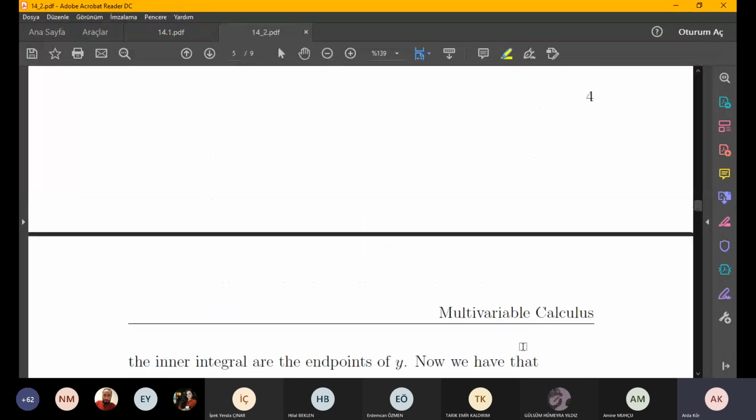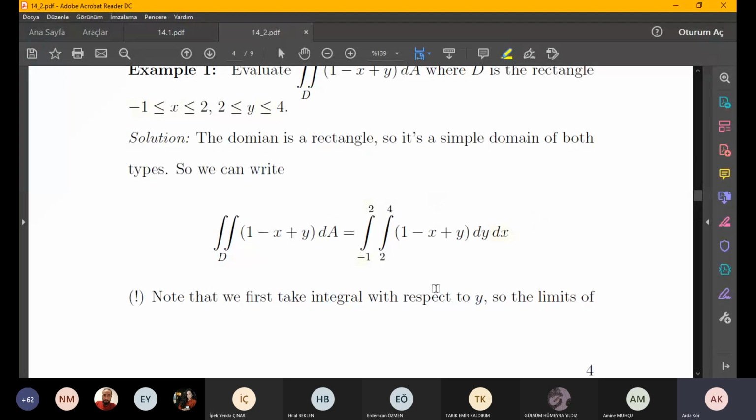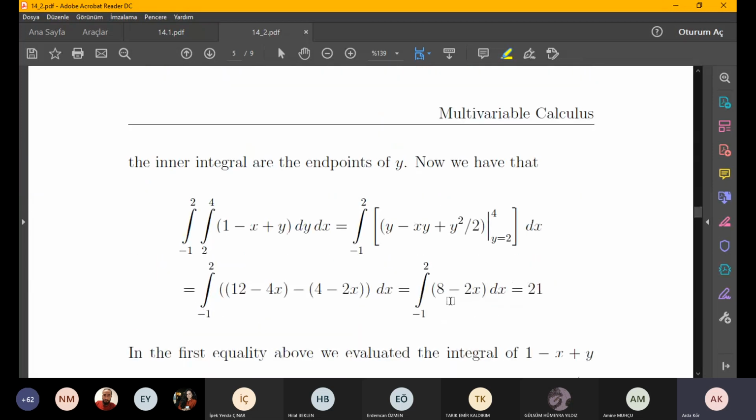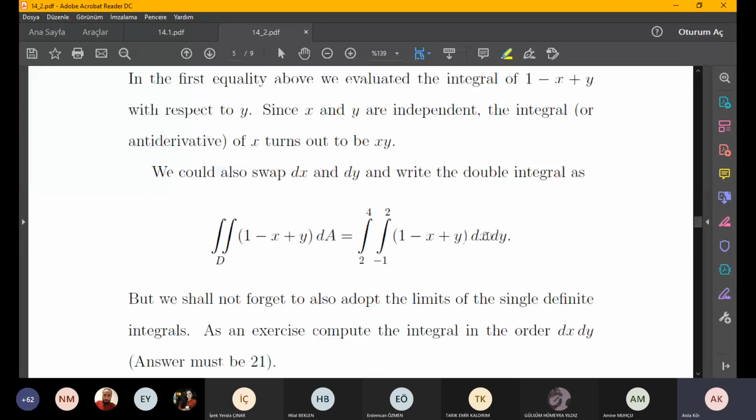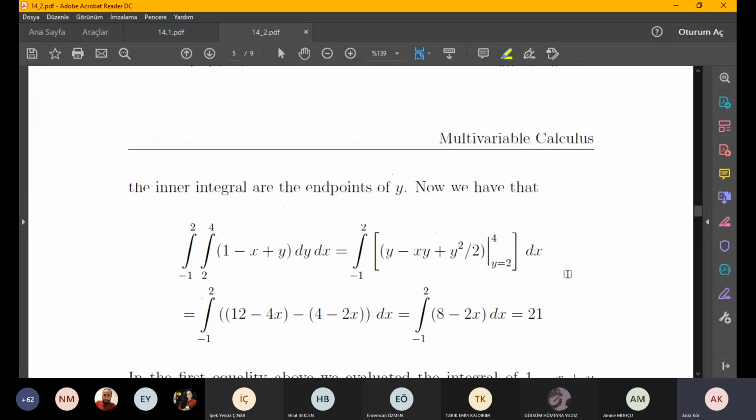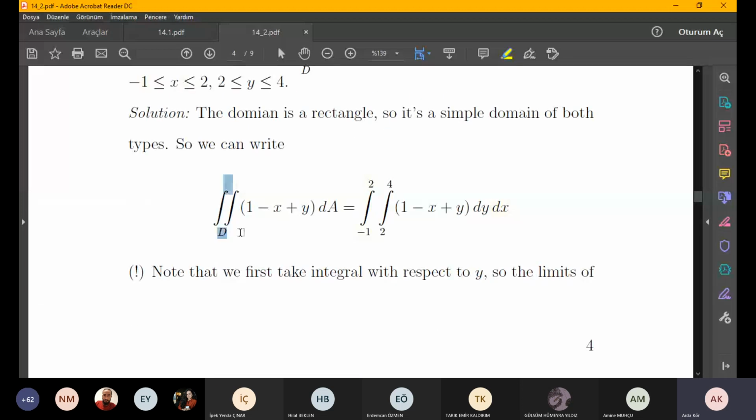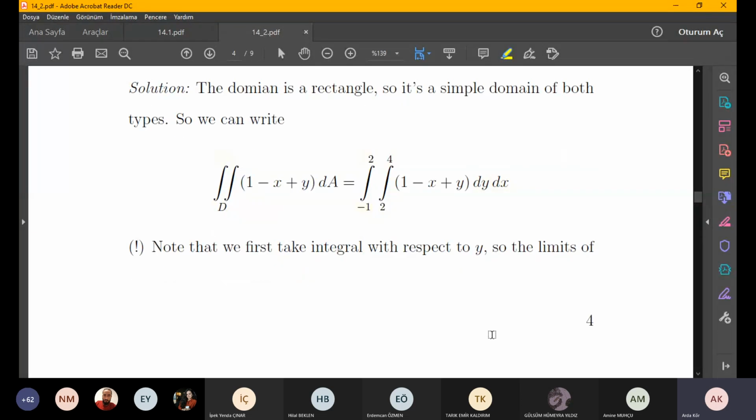But if I just say it can be computed as the double integral in that way, so if you just change the order of integration, then first you have to write the borders of x, and after that you have to write the borders of y. But if we just try to compute that double integral in that order, first with respect to y and after that with respect to x.